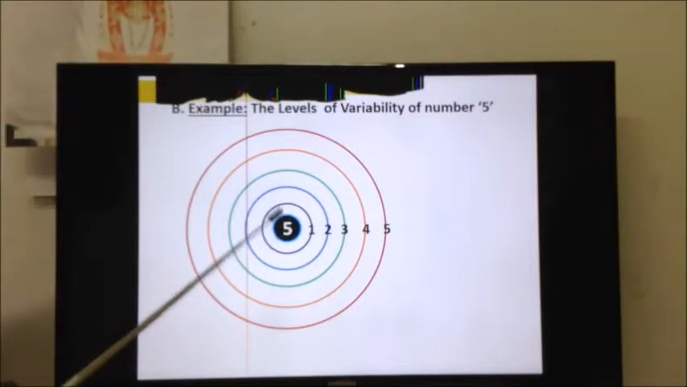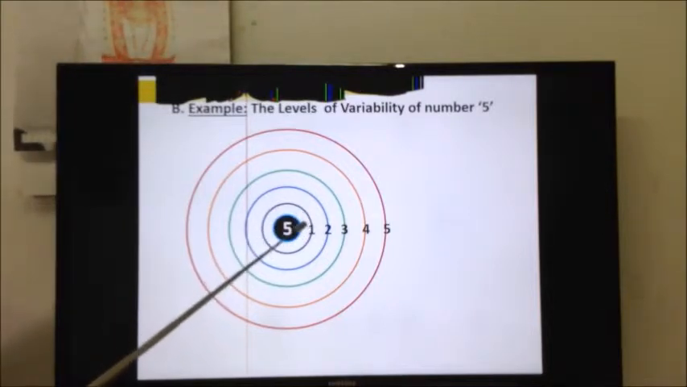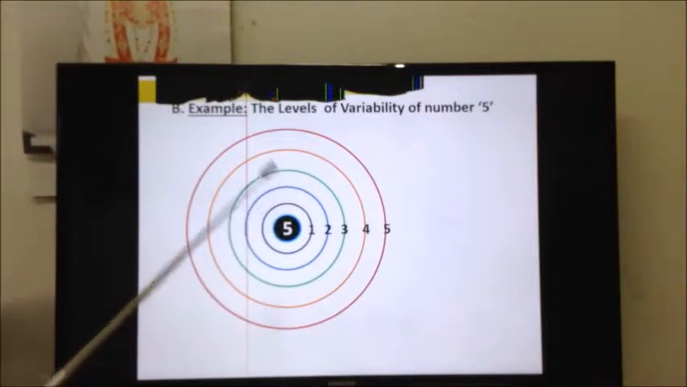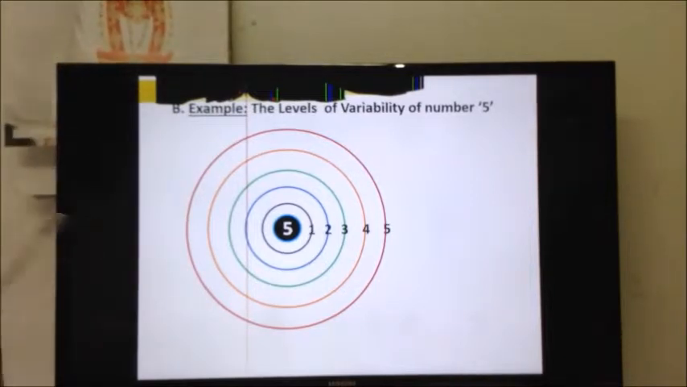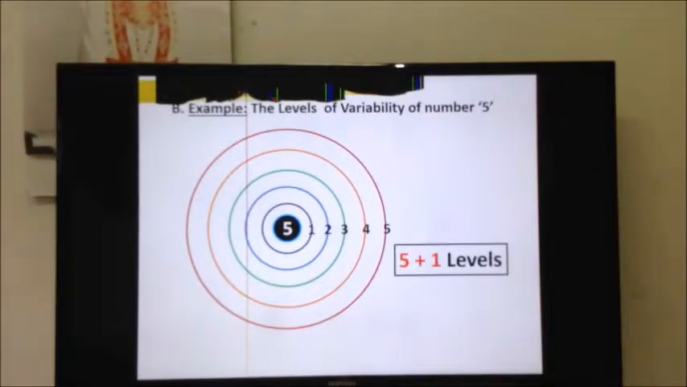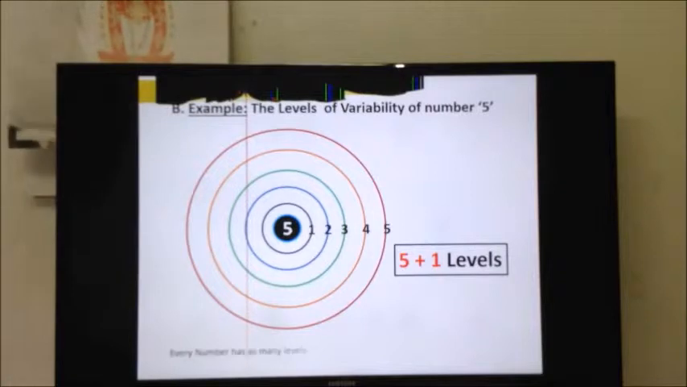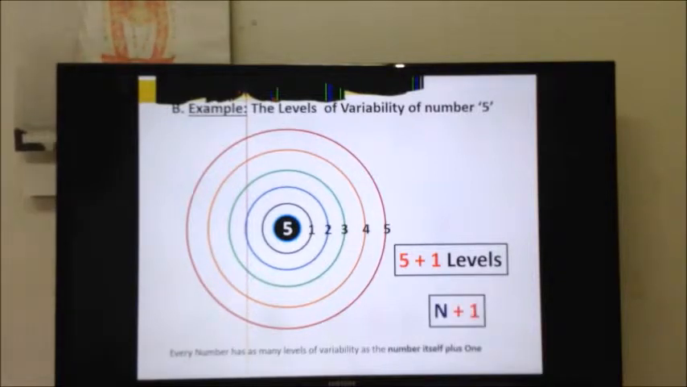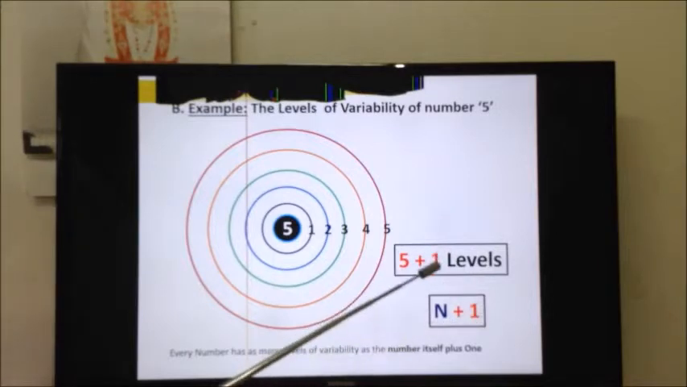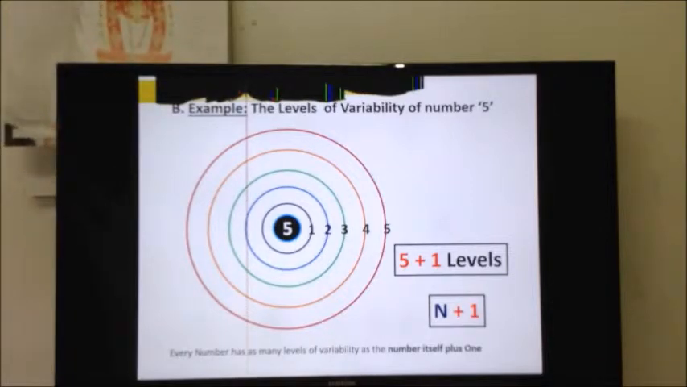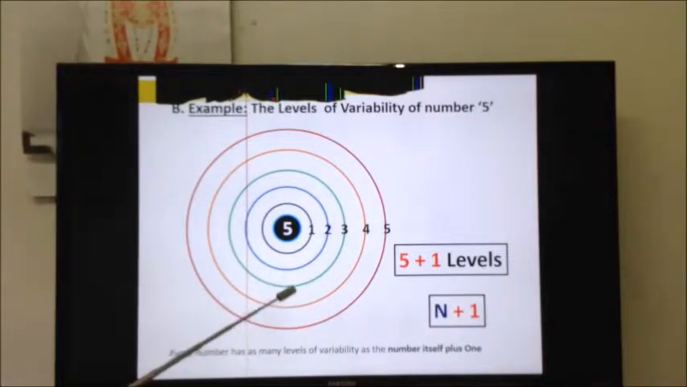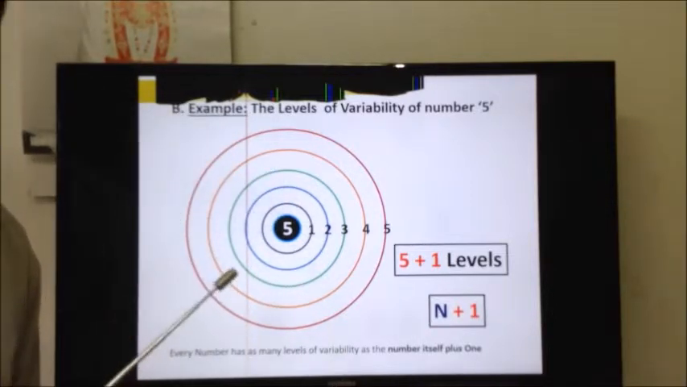And you see number 5 here is sitting also on a certain level, which is level 0. Therefore, if we want to know the number of levels of number 5, we will get 5 plus 1. For any number, we will get the number plus 1. Here is our most important formula, born now. This is the beginning of the mathematics that I promised to you.